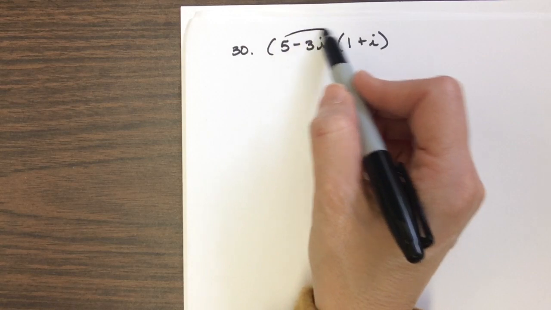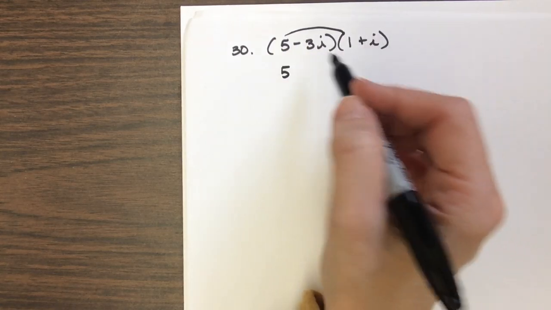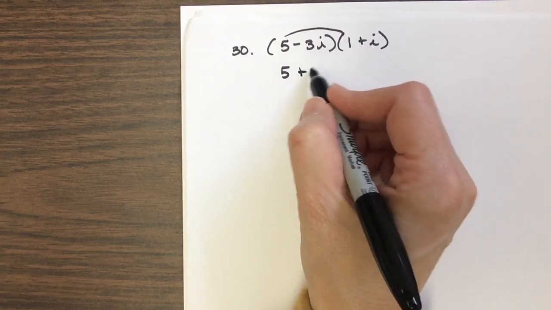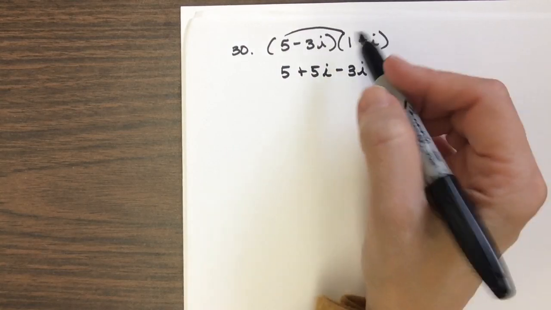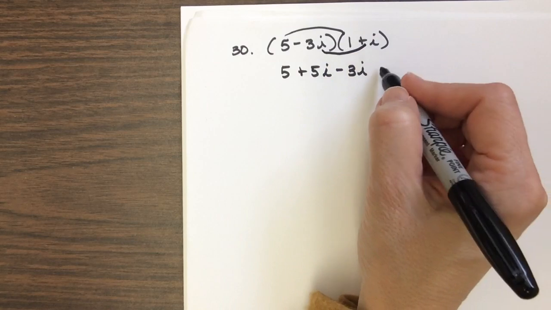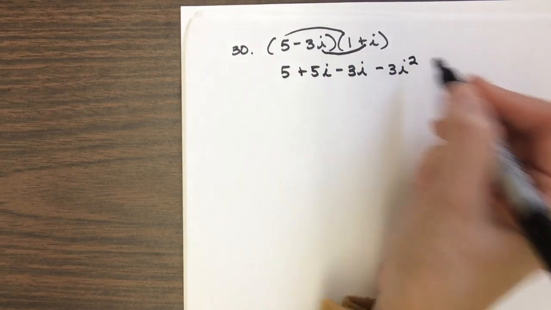So when I do my first, I get 5. When I do outside, I get 5i. When I do inside, I get negative 3i. And then last, I get negative 3i squared.